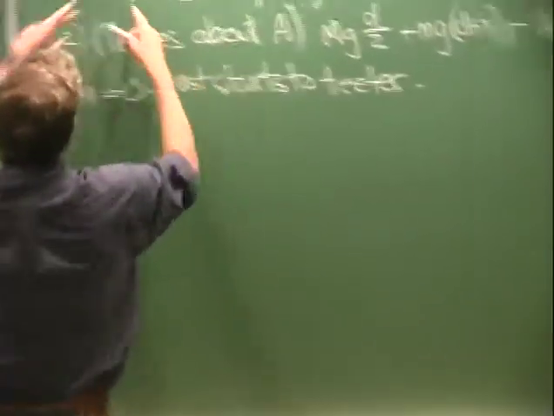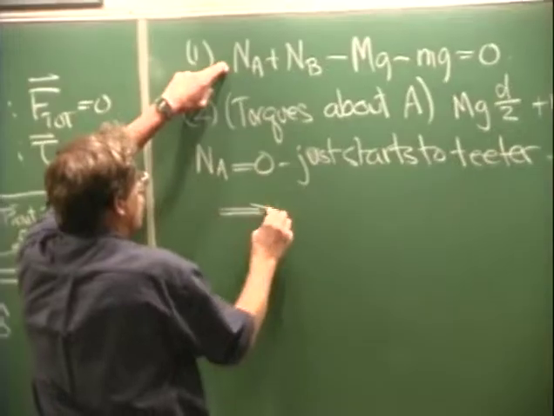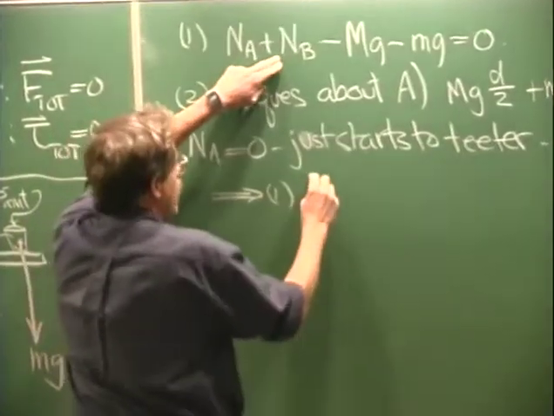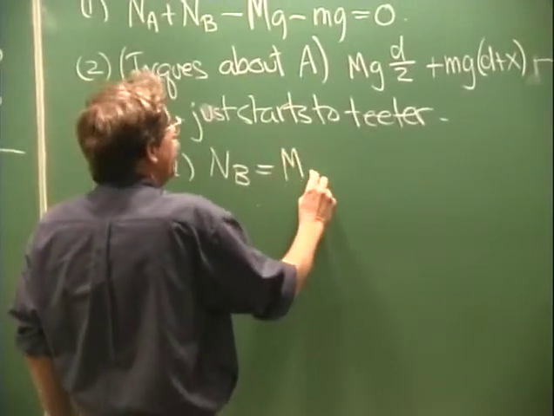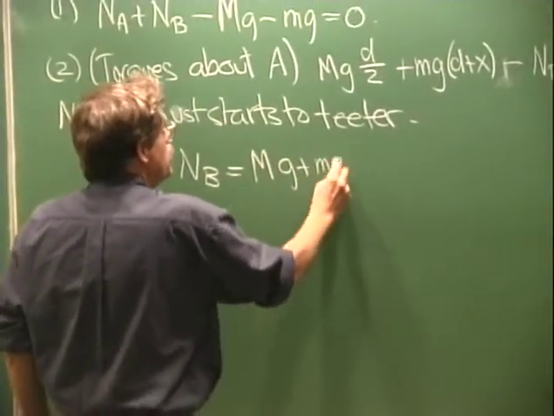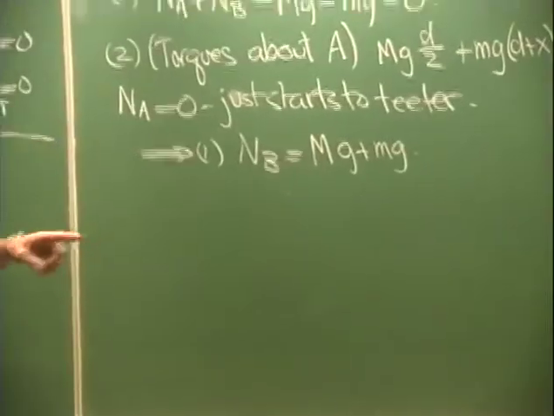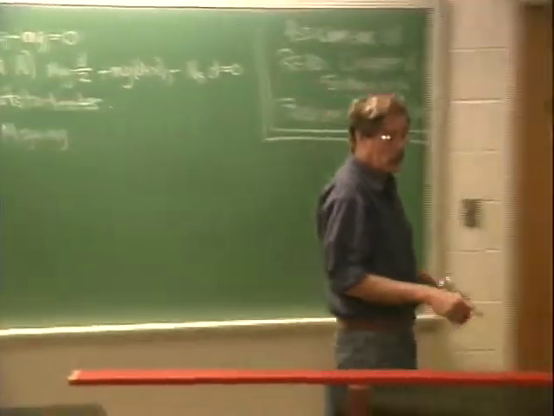What does that tell me? In the first equation, 1 says that NB at that point must be equal to Mg plus little mg. Well, of course, at that point, this one is supporting the entire weight of the thing.